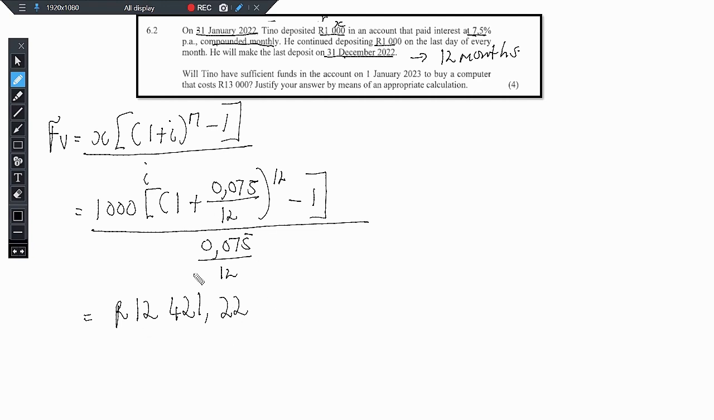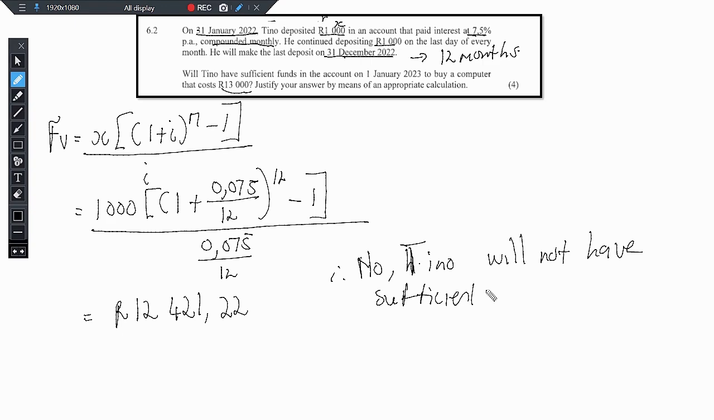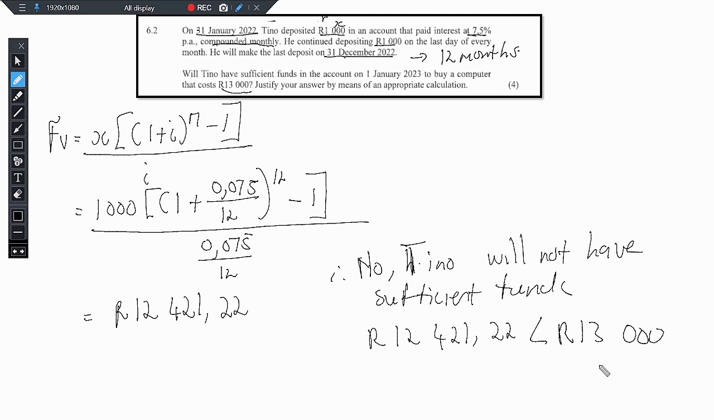Will he have sufficient funds to buy the computer here? Obviously not. So no. Tino will not have sufficient funds. Obviously, we can see why, because the money that it accumulates over the investment for 12 months is less than the cost of the computer, which is 13,000.